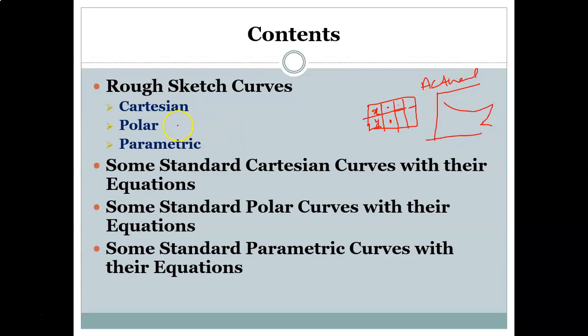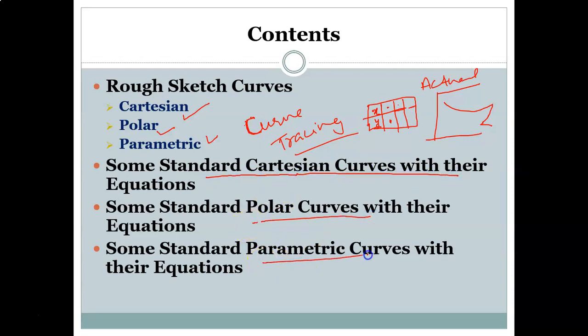In your undergraduate studies you have learned the concept of curve tracing. Curve tracing is basically concerned with the rough sketch of the curve, the rough idea of the curve, not the exact curve. But there are some standard curves you should know, and they are useful in calculus of variation. Normally in curve tracing we have three types of curve: Cartesian curve, polar curve, and parametric curve. With each of these we are here giving plots of some standard Cartesian curves with their equations, some polar curves, and some parametric curves.